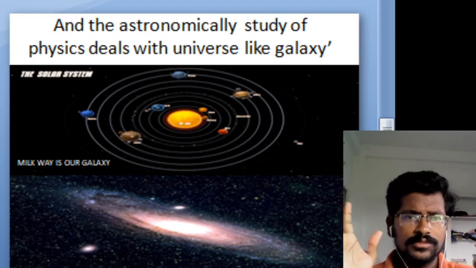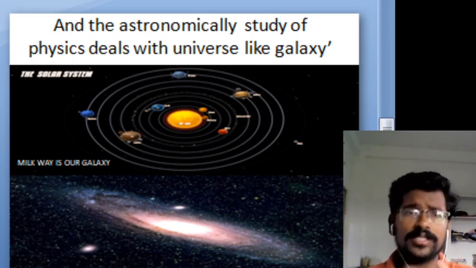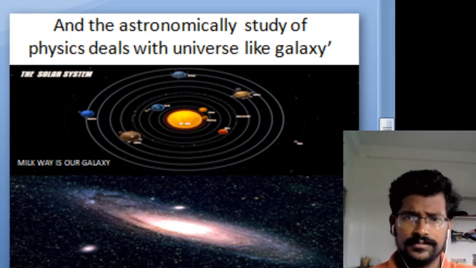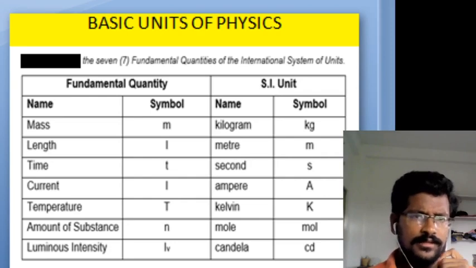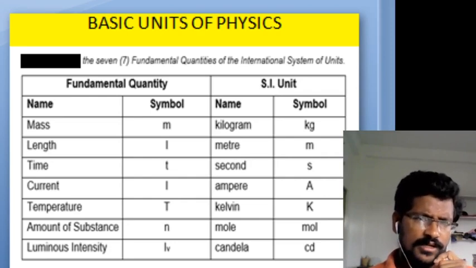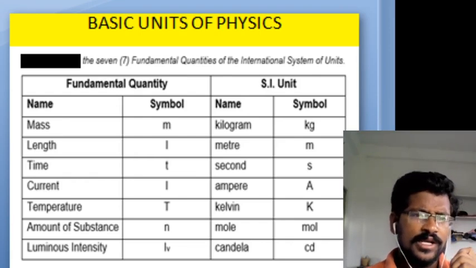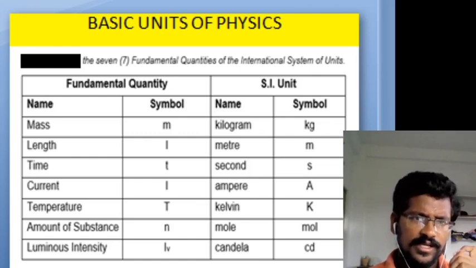Now, what is physics? Now we are going to the basics of physics. These are the basic units of physics. We have 7 fundamental quantities of the International System of Units: mass, length, time, current, temperature, amount of substance, and luminous intensity. Mass is denoted by m, length by L, time by T, current by I, temperature by T, amount of substance by N, and luminous intensity by L.